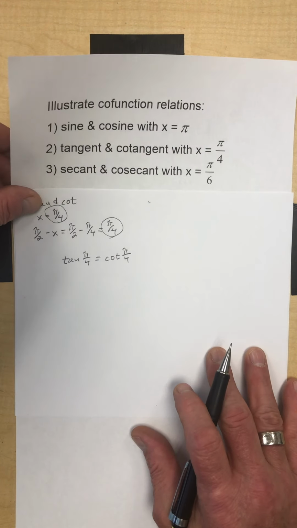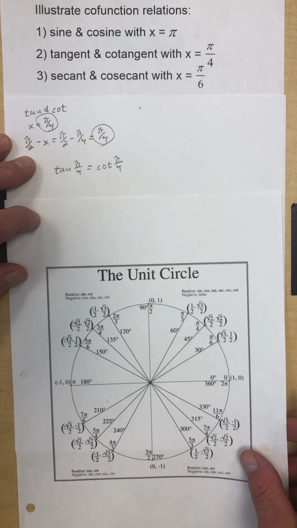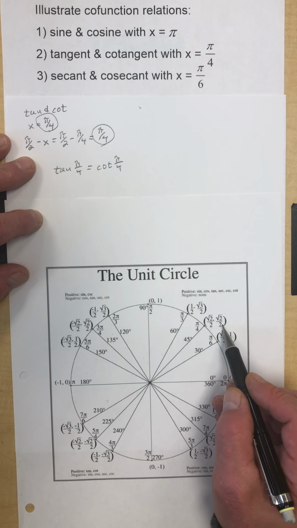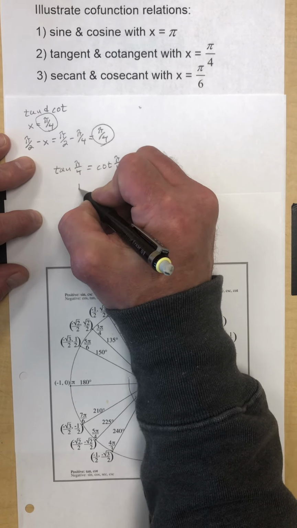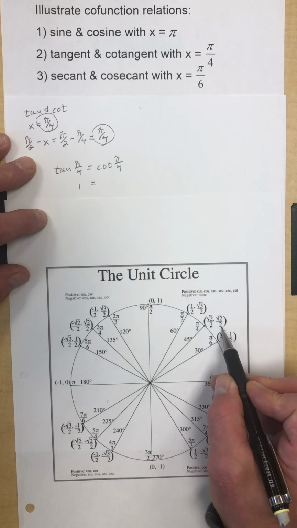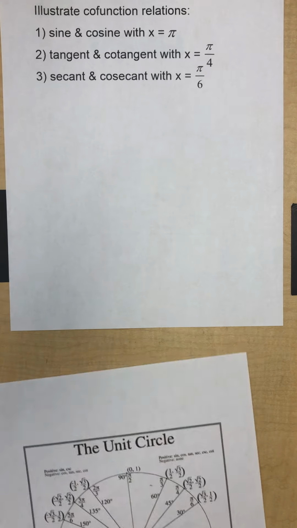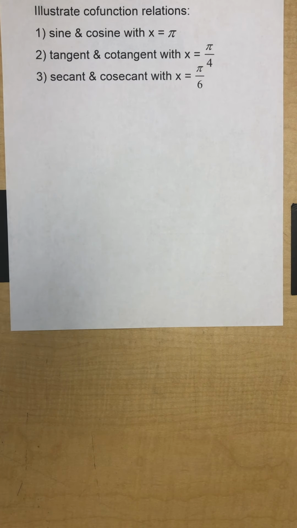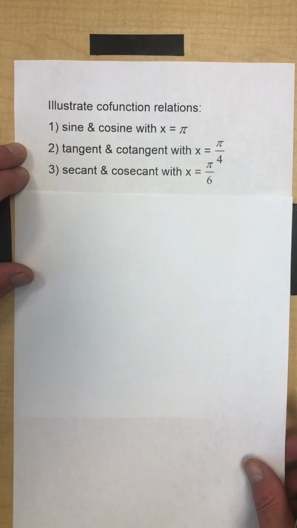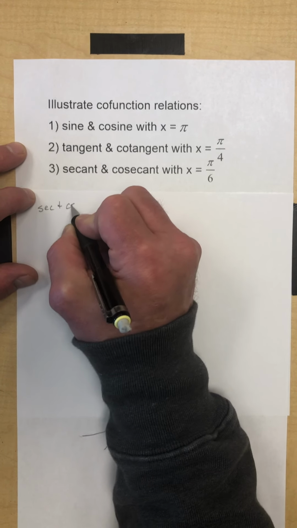So can I verify that? Well, let's go right to our unit circle. The tangent of pi over 4 would be sine over cosine, so y coordinate over x coordinate, which obviously gives us 1. And the cotangent would be cosine over sine, so the x coordinate over the y coordinate, and again, we get 1. So that works out, no big deal. Now it wants us to do secant and cosecant of pi over 6.